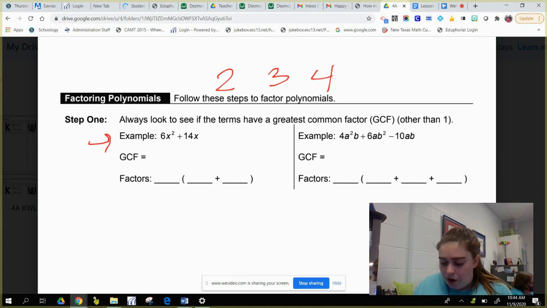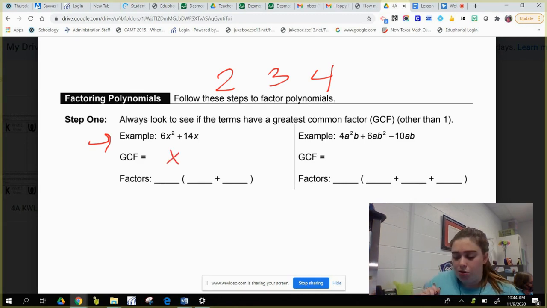Okay, so it says 6x squared plus 14x. So we're looking for a greatest common factor. Obviously, they all have a greatest common factor of 1, right? We want to see if there's anything else we could take out. And we're looking for the greatest one. Okay, so what do both terms include? I see they both include at least one x, right? The first one has 2 x's. That's why it's x squared. This one has 1 x. So we could take an x out of both of those. Okay, so we know we're going to take out an x.